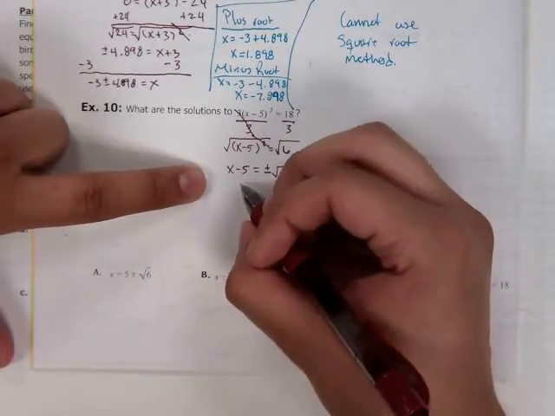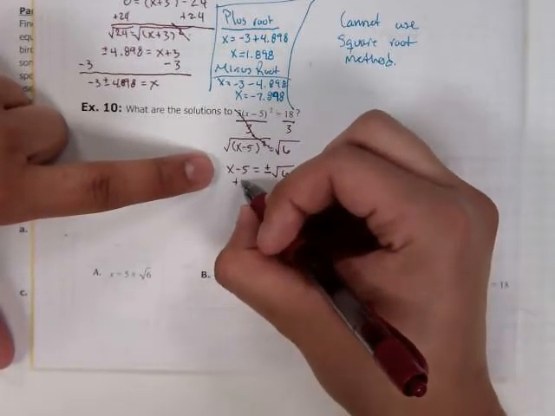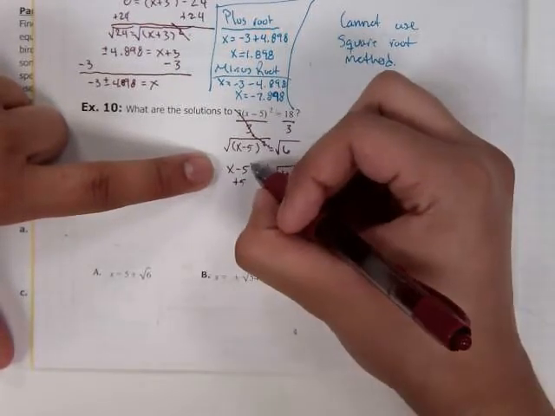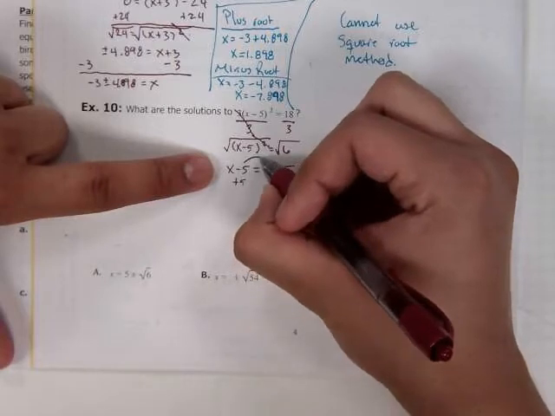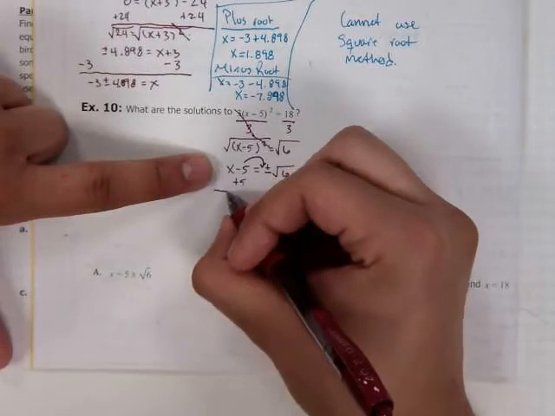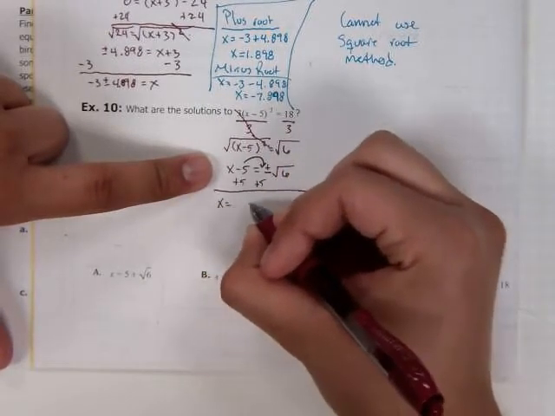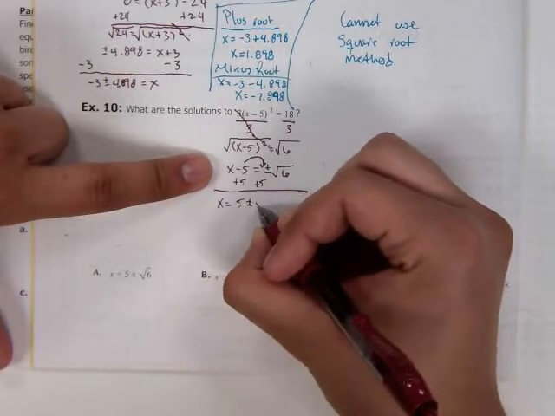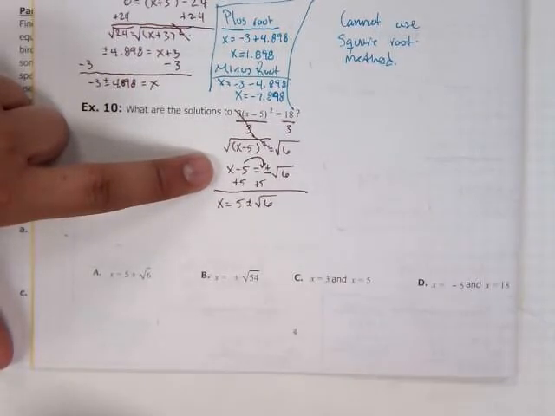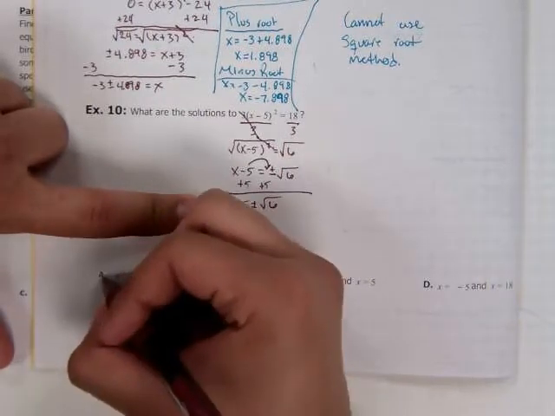Now, to finish getting x by itself, I need to add 5. But where am I going to add 5? You always move your last number in front of the plus or minus. So I'm going to add 5 right in there. X is equal to 5 plus or minus the square root of 6. The reason I left my answer this way is because that's how it's represented down here.